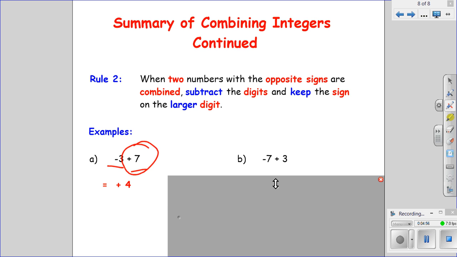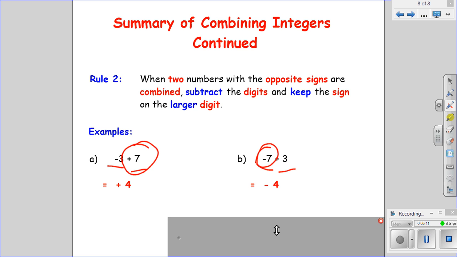If we look at the next example, we still have the same two numbers, 7 and 3. Their signs are opposite, so we subtract them. But the 7 is larger this time. Oh, well, it was larger last time, sorry, but its sign is now negative, so the answer will in fact be negative.